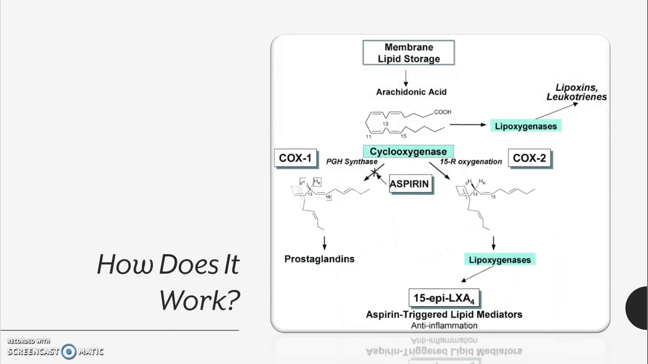How does it work? Aspirin suppresses the production of prostaglandins and thromboxanes by irreversibly inactivating the enzyme cyclooxygenase required for their synthesis. Aspirin has several different effects in the body, mainly the reduction of inflammation, relief of pain, the prevention of clotting, and the reduction of fever.